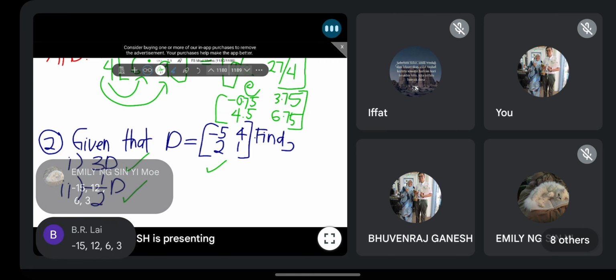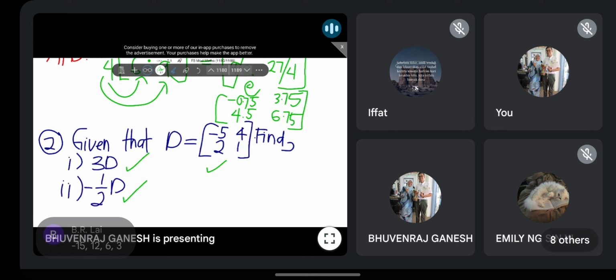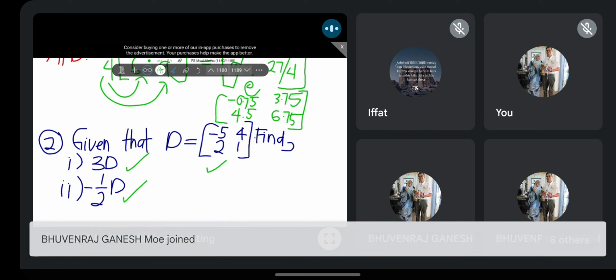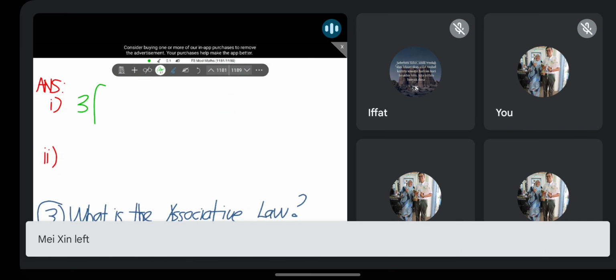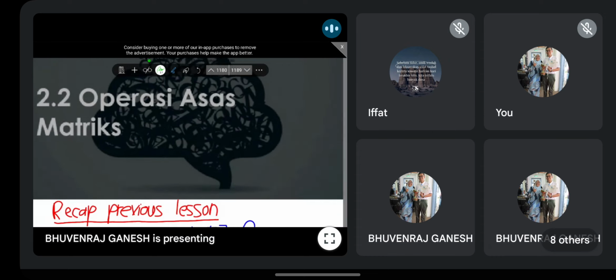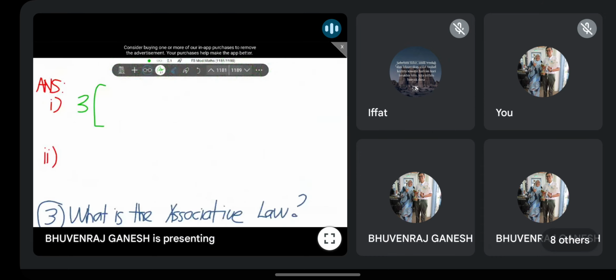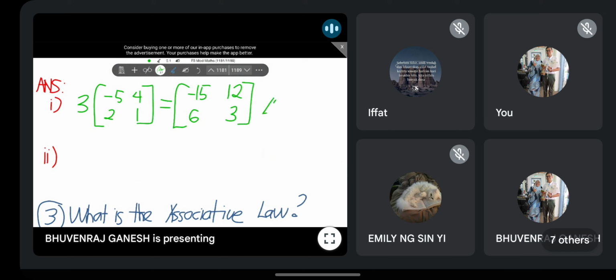So anyone? Okay, negative 15, 12, 6, 3. Okay, very good, correct. Okay, that is the correct answer. Alright, so basically how you do the working is, you will take 3 multiply with the matrix D. Okay, so matrix D is negative 5, 2, 4, 1. Okay, so basically the concept exactly the same. 3 times negative 5, negative 15, 3 times 2, 6, 3 times 4, 12, 3 times 1 is 3. So this is your final answer.